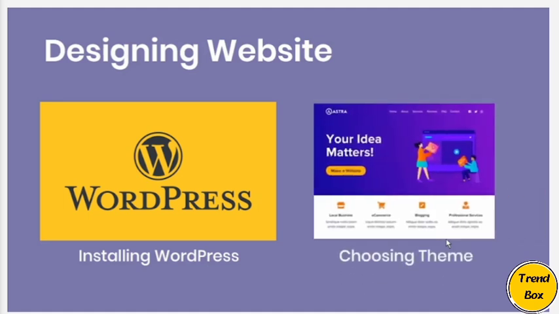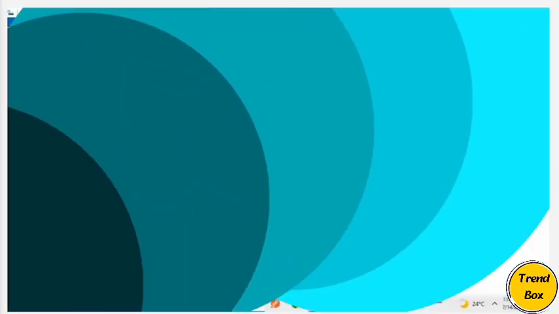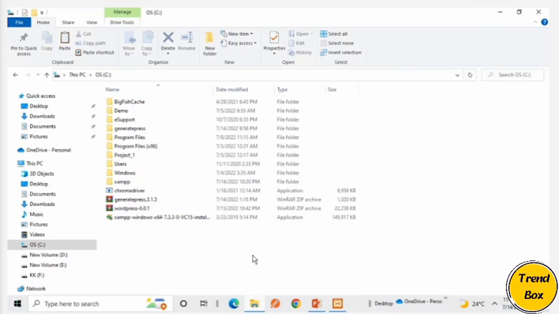Choosing the theme: after installing WordPress, you can choose your theme. After choosing a theme, you can customize it according to your purpose and functions. So let's start. First, we will check how to install WordPress on a local host. So let's start with the local host.